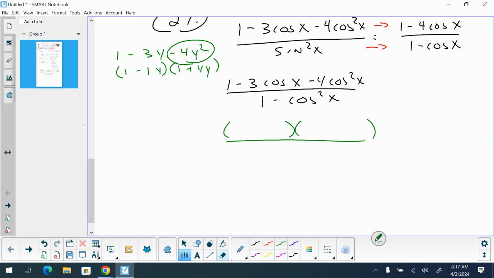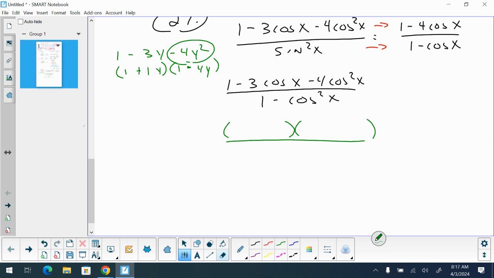I get a negative 4y squared. I'm good there. But I get a positive 4y and a negative 1y. Do I get negative 3? Positive 4 and negative 1? No. So what do I have to do with my signs? Okay, you got to flip the signs. So we have a plus here and a minus there. So now I can take my y's out and replace with cosine.